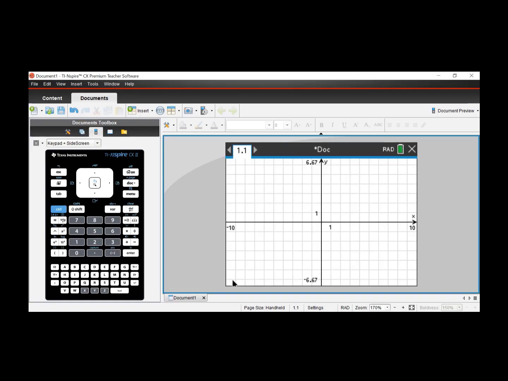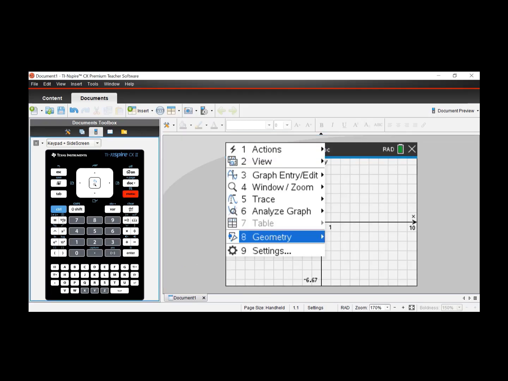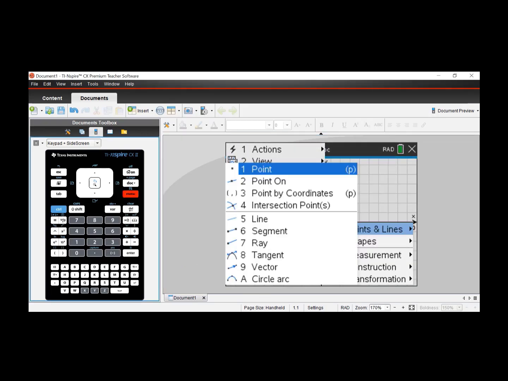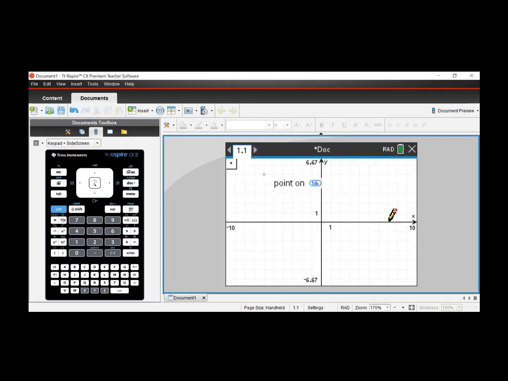I don't know if all of you are aware of that, but putting that grid on makes things sometimes a lot easier to do, especially if you're copying from the calculator to paper. So let's do this plotting points again. We're going to go to Menu, Geometry, Points and Lines, and the first thing we're going to do is just plot a point.